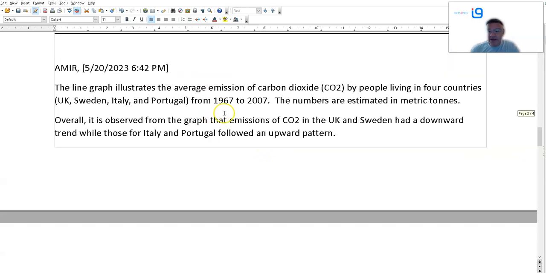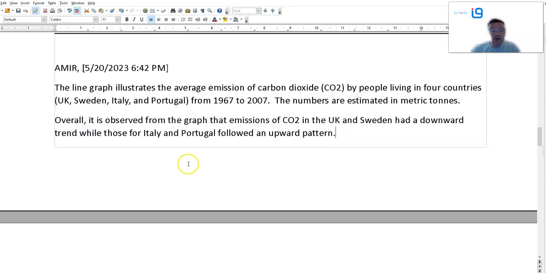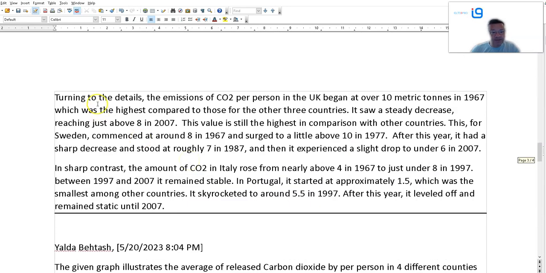Line graph. Okay, now this looks better. Average emission of carbon dioxide. Right, so that's a lot. Right, it is emission. It's not escaping. It's not spreading. It's emissions. 4 countries. Now that's a lot better. Look, that's a lot better. That's very good. Right. No argument there.